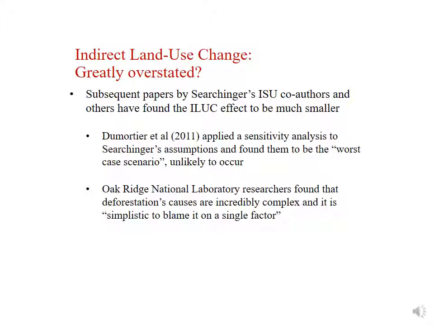Similarly, other national labs and scientists around the world came to the defense of biofuels' impact in indirect land use change. But clearly, the science behind this is still in an early stage. The causes for deforestation are incredibly complex, and it's simplistic to blame it on a single factor, as said by Oak Ridge National Laboratory.